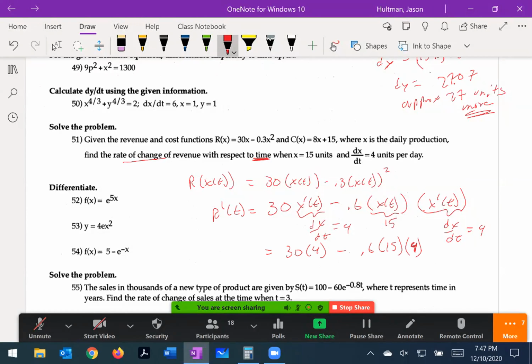Okay, so let's see what we get here. 30 times 4, that's 120, minus 0.6 times 4 times 15 is 36. So 120 minus 36 is 84. So $84, that's the revenue, right? $84 per day.